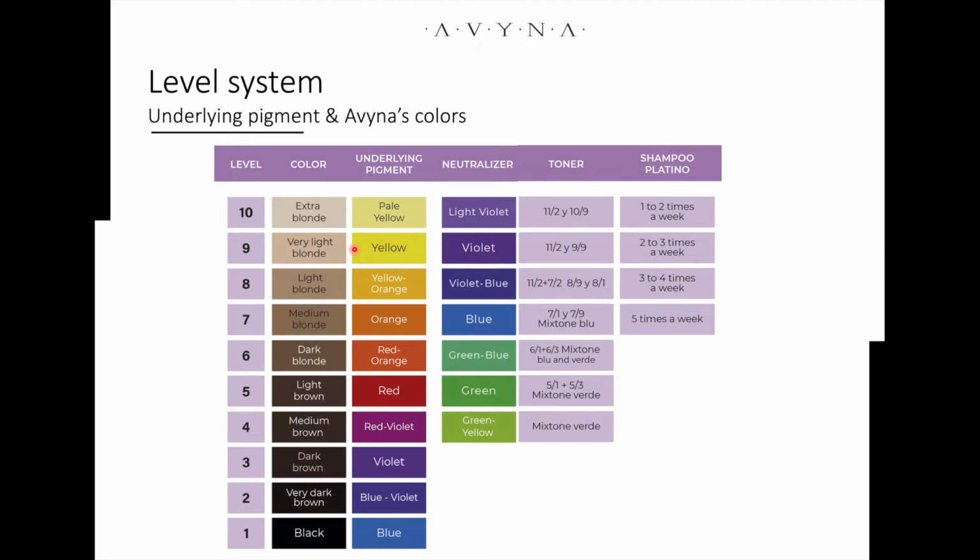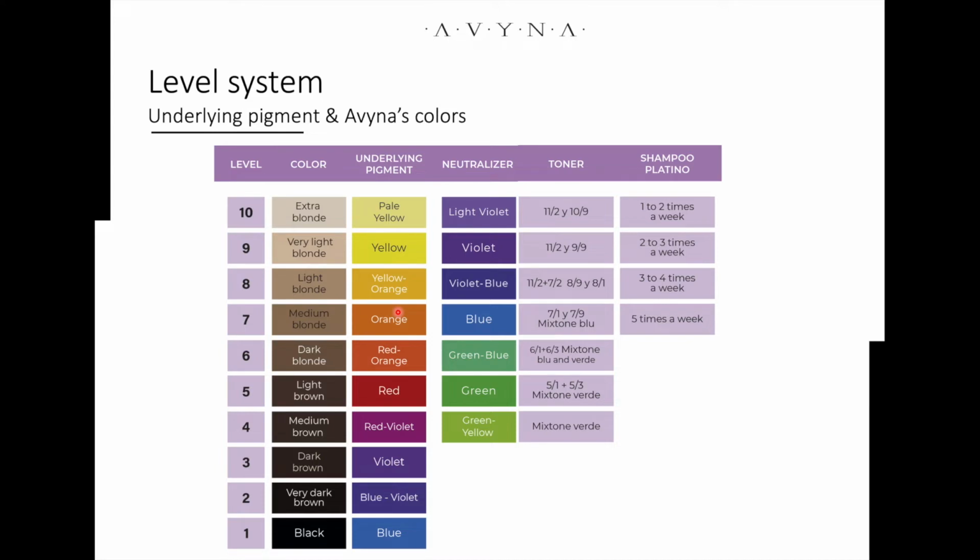Level systems are used to describe the level of lightness or darkness in the hair, with lower levels being darker and higher levels meaning lighter. Lavina uses a level system from 1 to 10. Here you have the levels, and the names of the levels, like 10 being extra light blonde and 1 being black. And here you have the underlying pigment.